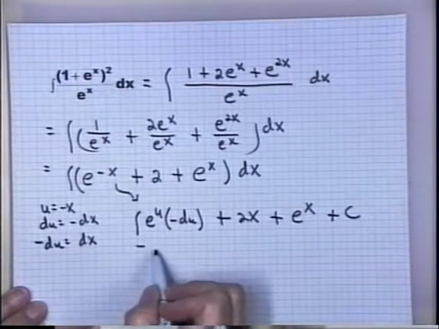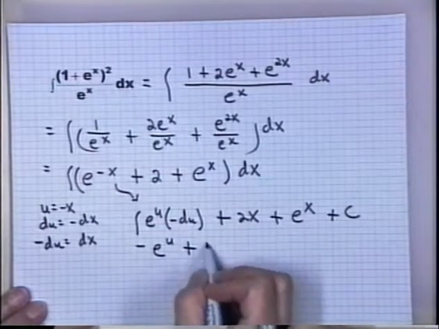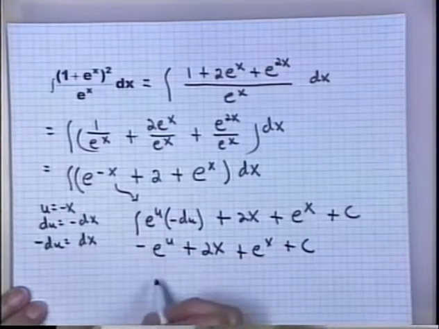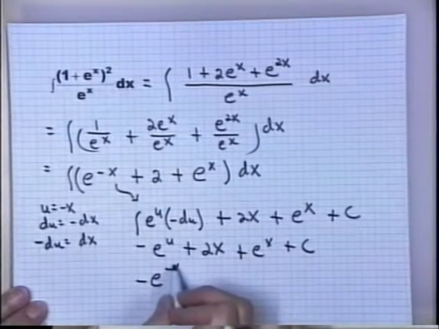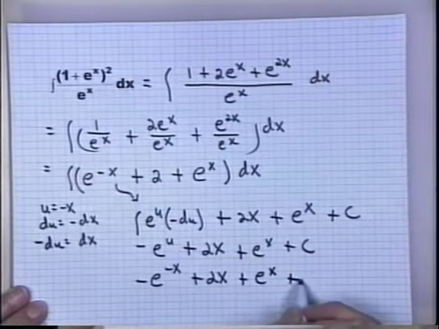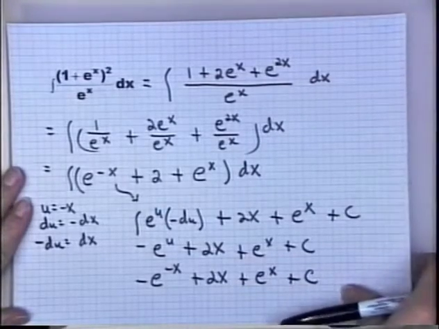Here you're going to bring your negative out, and the antiderivative of e to the u with respect to u is e to the u. Let's copy down the rest of this solution here, and then we're going to sub back in. So minus e to the negative x plus 2x plus e to the x plus c. So we employed several techniques here, didn't we? We expanded, we multiplied out, we separated numerators, and we also did a U-substitution.